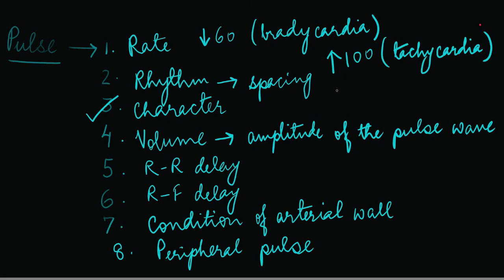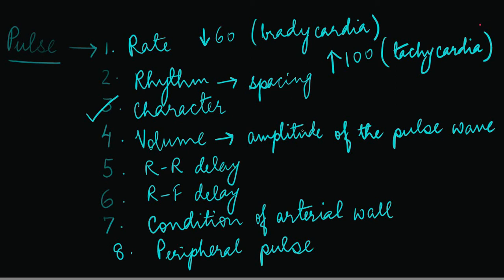The radio-radial delay and radio-femoral delay are mainly felt by palpating both the radial arteries simultaneously and checking whether the pulses in both radial arteries are coming at the same time or whether there is a gap in between the two. A similar way is to palpate the radial and the femoral artery in order to check for the radio-femoral delay.